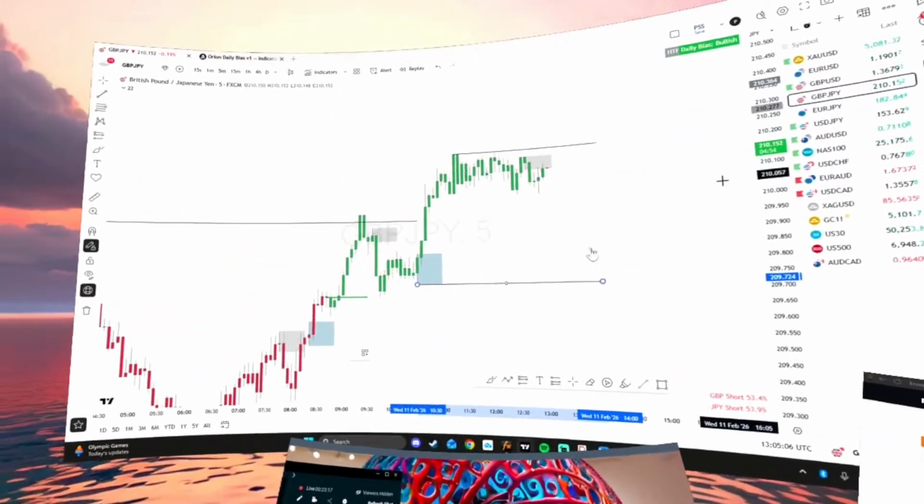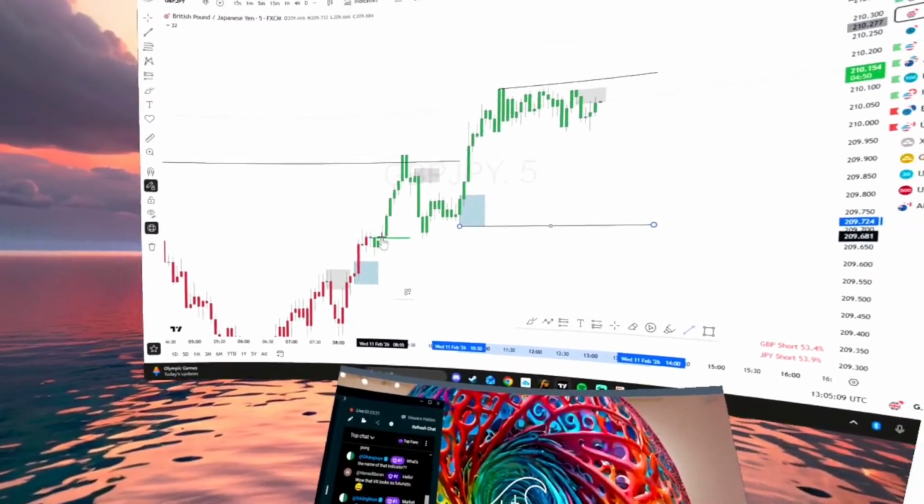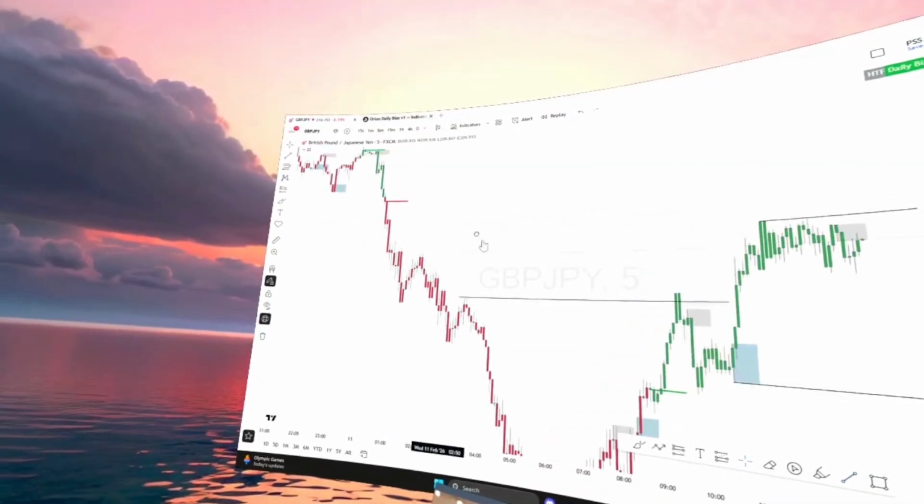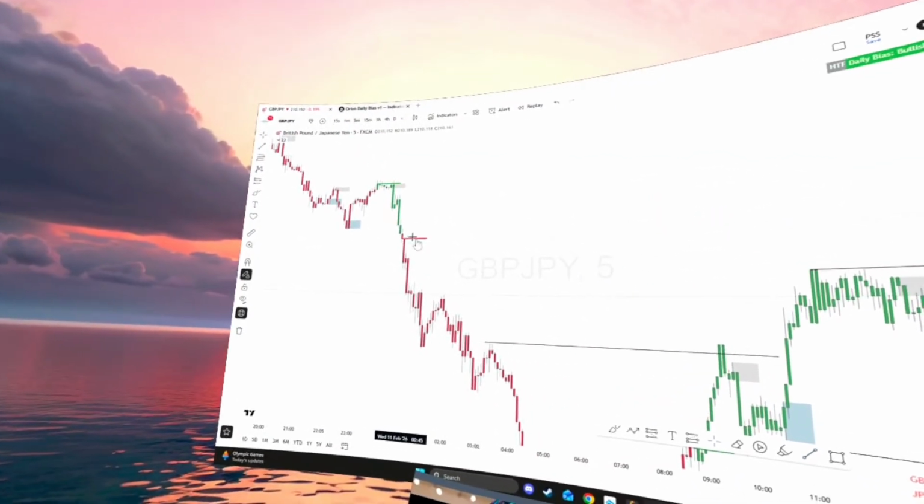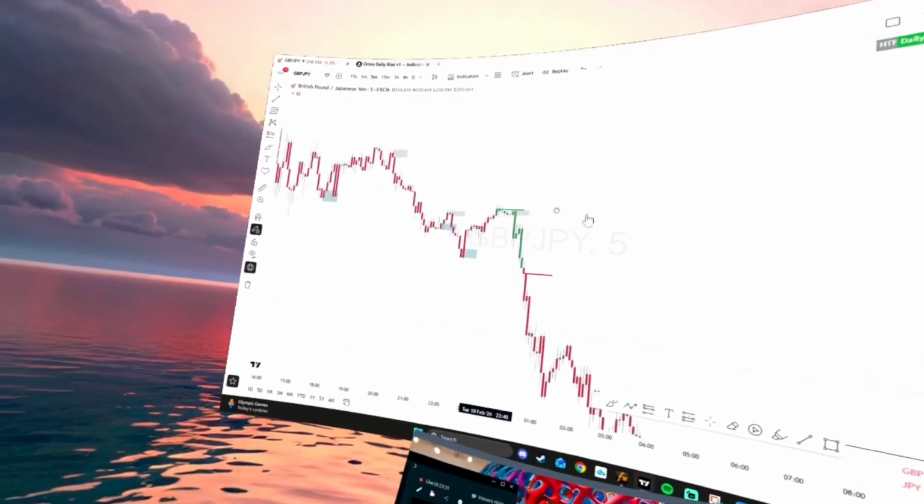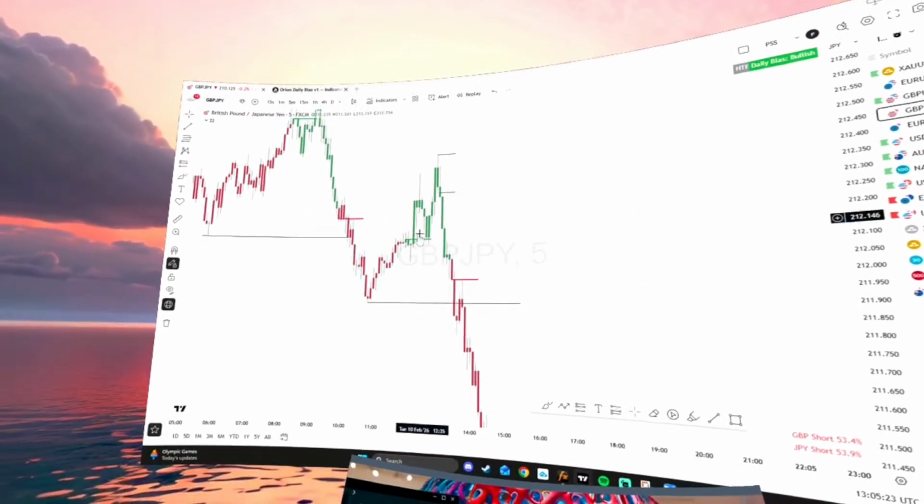On the 5 minute, look at that as well. This is what I'm saying. Look at that. It told you to go long there. Where did it tell you to sell from? It told you to buy here, which obviously wouldn't have worked. Where did it tell you to sell from? Told you to sell here, told you to buy here.